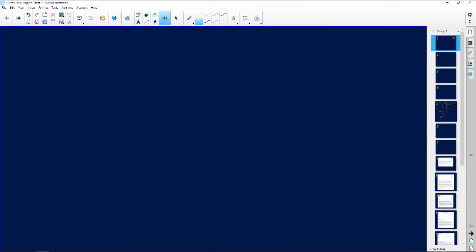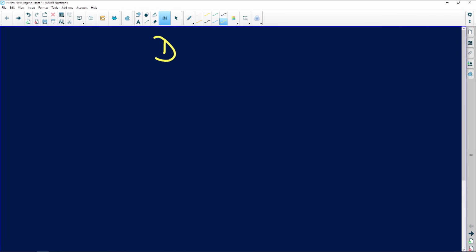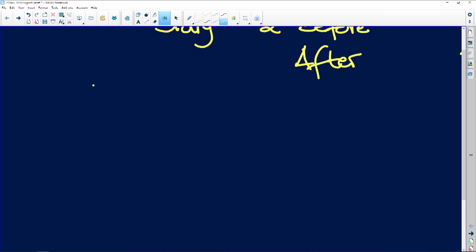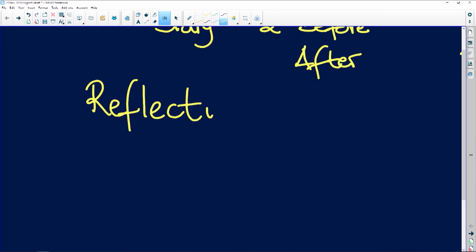Then we go to the diary entry. Right, now they usually give you 2 diary entries. So they say 1 before something happened and 1 after. Now, what is a diary? If you have practiced reflective writing in your creative writing, that's what this is about.